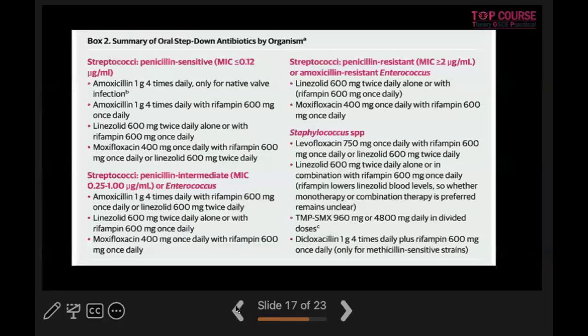Once the patient has received 4 to 6 weeks of antimicrobial therapy, if you're discharging the patient from the ICU, you can switch the patient to oral therapy. In cases of streptococci which are penicillin sensitive, you can add amoxicillin alone for native, amoxicillin plus rifampin for prosthetic, and linezolid, moxifloxacin with rifampin can be tried. In case of penicillin intermediate streptococci, you can try amoxicillin with rifampin, linezolid with rifampin, or moxifloxacin with rifampin. In case of Staphylococcus species, you can add levofloxacin with rifampin, linezolid plus rifampin, or Septran alone in divided doses.